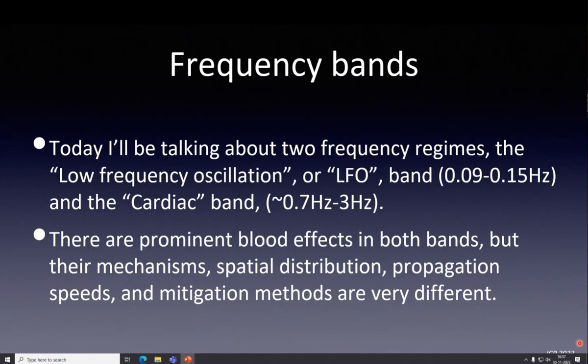Okay, so I'm going to talk about two frequency bands, if I have time, otherwise I'll just talk about one. The first is the low frequency oscillation band, and that's roughly from 0.09 to 0.15 hertz. People define the boundaries of this band differently, but that's what we use in our lab. And then there's the cardiac band that goes from about 0.7 hertz to 3 hertz when you include harmonics. So there are prominent blood effects in both bands, but they're completely different in terms of their mechanism, their spatial distribution, and their propagation velocity. So you need to really consider them separately.